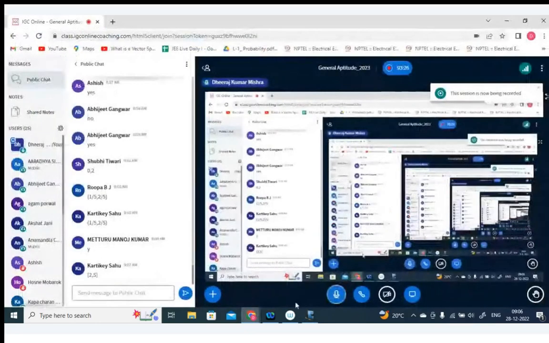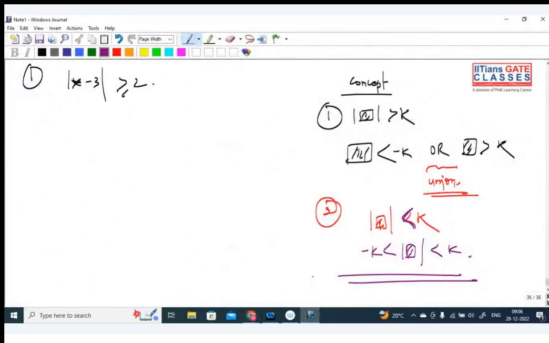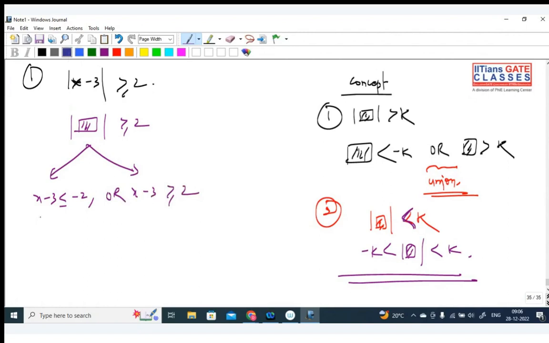So this is the situation, like mod of something is greater than 2, okay? So what you can do is take two cases here. One will be x minus 3 less than minus 2 and one will be x minus 3 greater than 2, okay? Or, so this is x less than 1 or x greater than 5. You can say that this is x belongs to minus infinity to 1 union 5 to infinity. This is the answer.